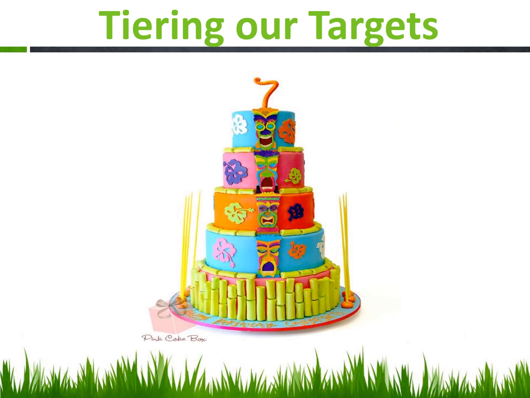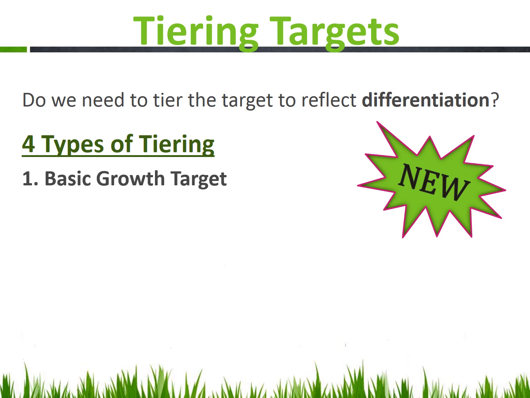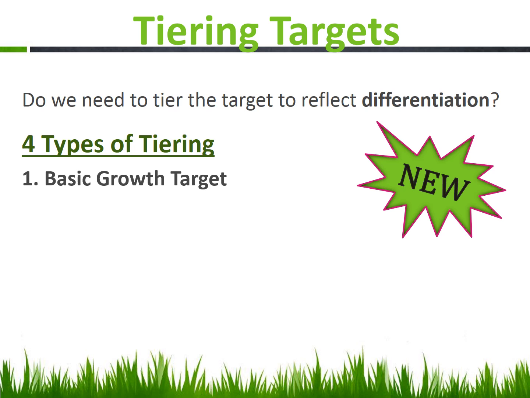So tiering our targets, this was new last year, so we'll go over it briefly, but this is something that you may want to consider when you don't think all of your students are going to meet the same target. Just as teachers differentiate the instruction for students based on their knowledge base, we can differentiate in SLO, and we call this tiering in SLO. So when you're writing your student learning outcome, you may consider the pre-assessment data and choose one of the following 4 examples of growth targets for your students.